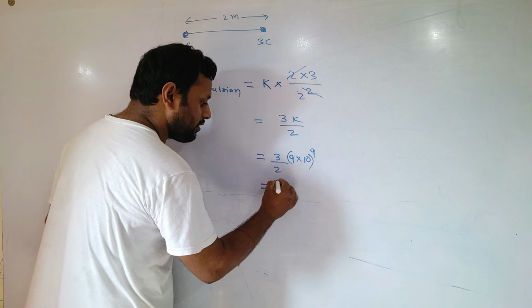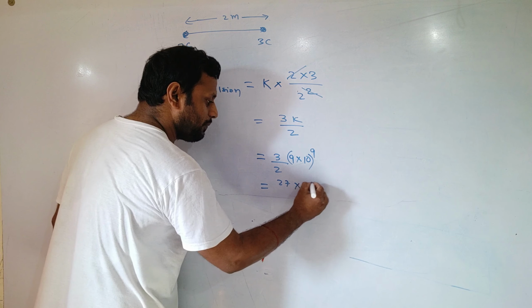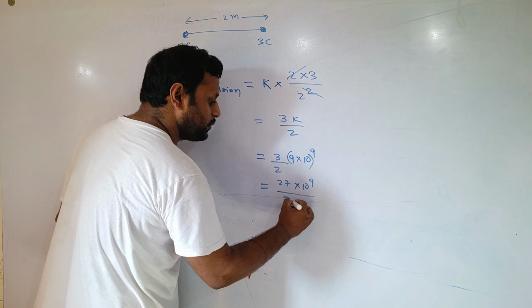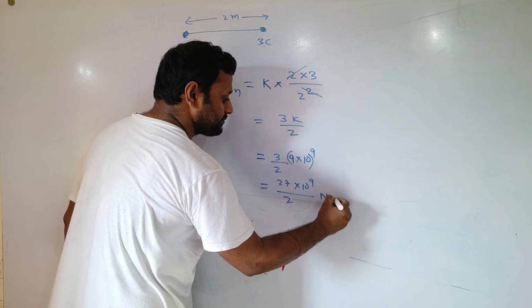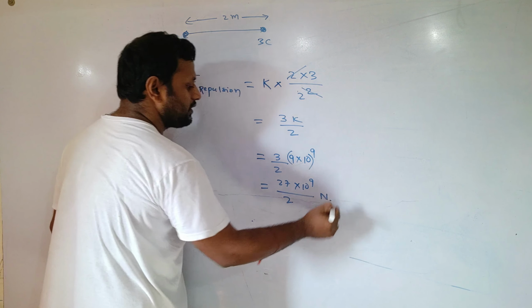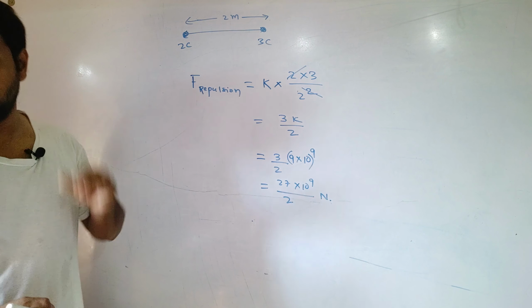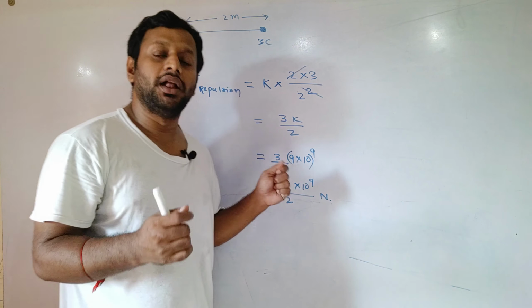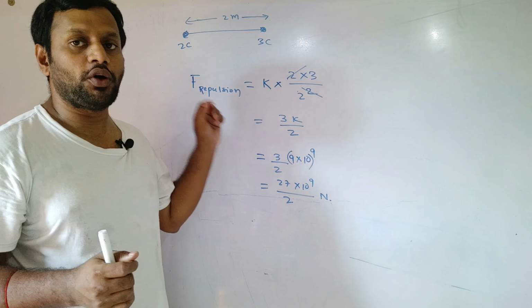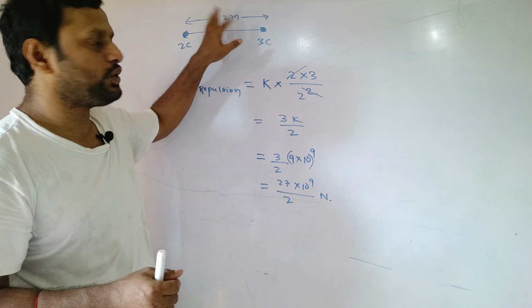So this will come around 27 into 10 to the power 9 divided by 2 newtons. This is the force of repulsion between these 2 point charges if they are separated by 2 meters.